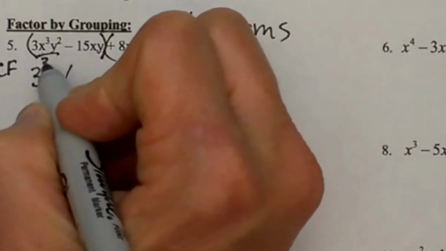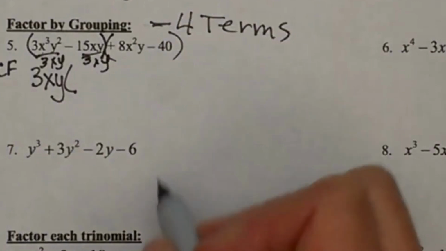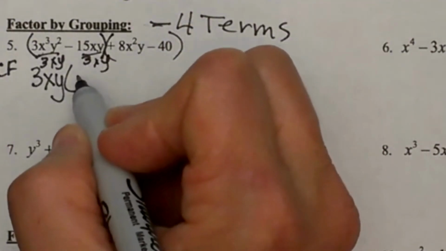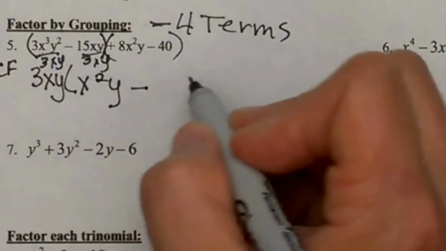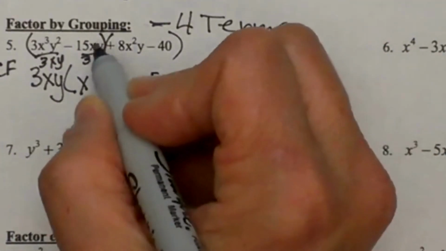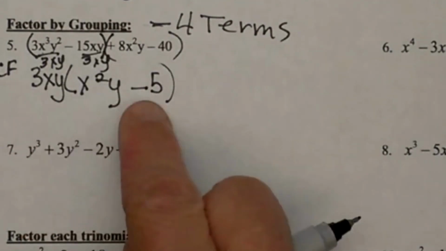Okay, we're dividing each one by the GCF, so I'm going to write a 3xy under each term. Let's see, that's going to leave me with an x squared y minus, let's see, it's going to give me 5. The x's and the y's are gone. Okay, now I do that with the first group.